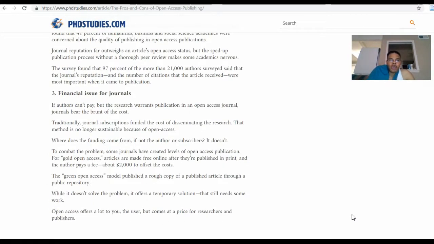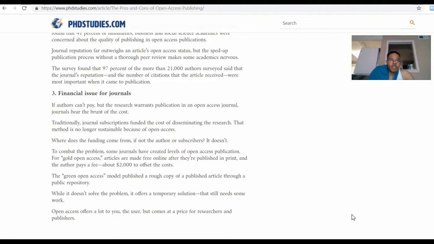And then a third con that we will talk about is financial issues for journals. If authors can't pay, but the research warrants publication in an open access journal, then the journal has to bear the brunt of the cost. Traditionally, journal subscriptions funded the cost of disseminating research, but that method is no longer sustainable because of open access.